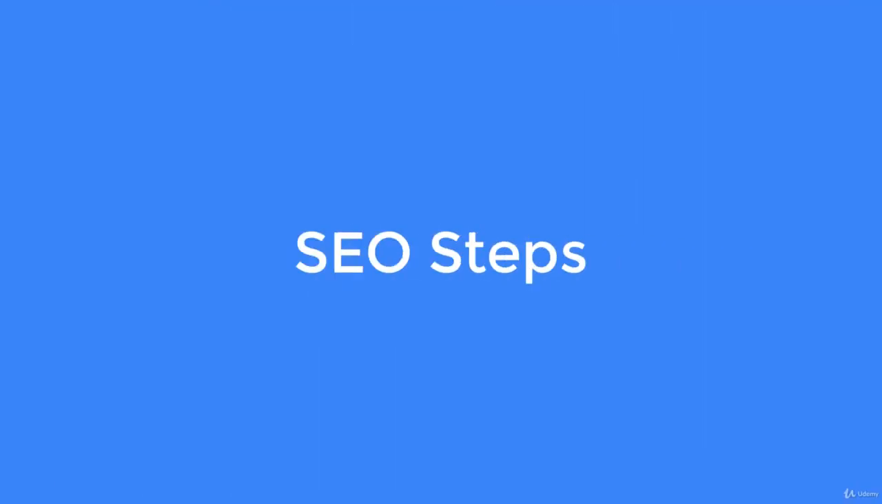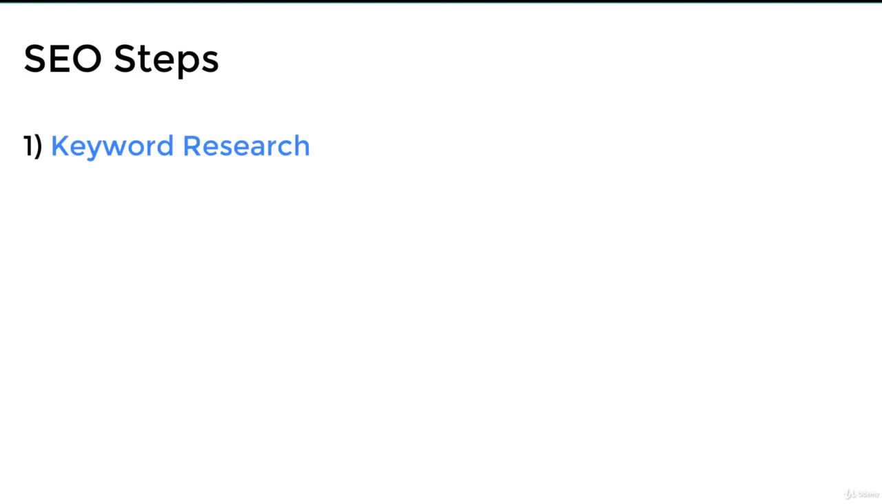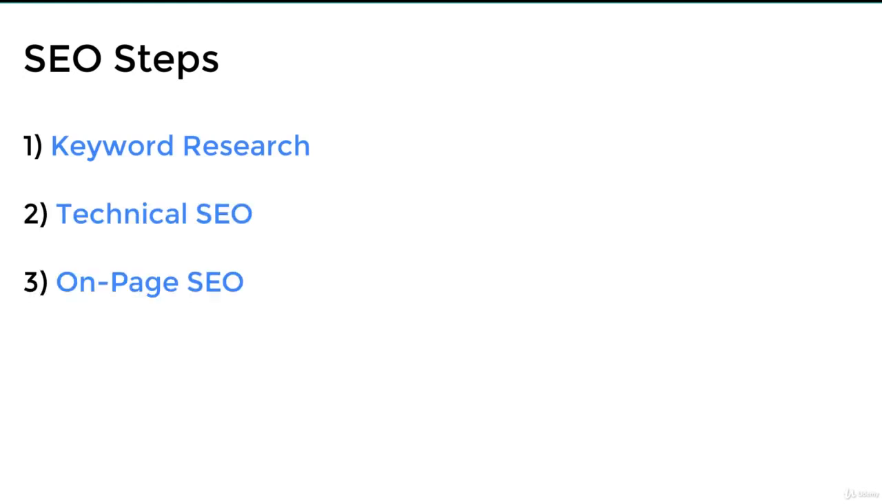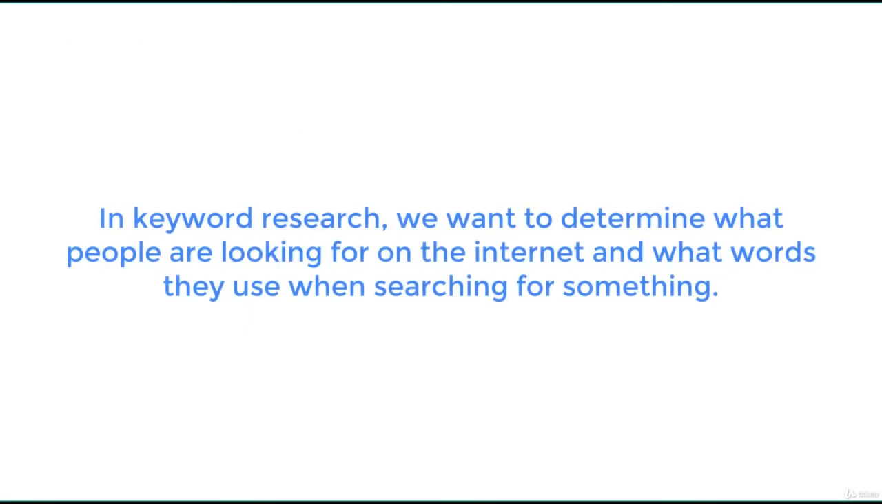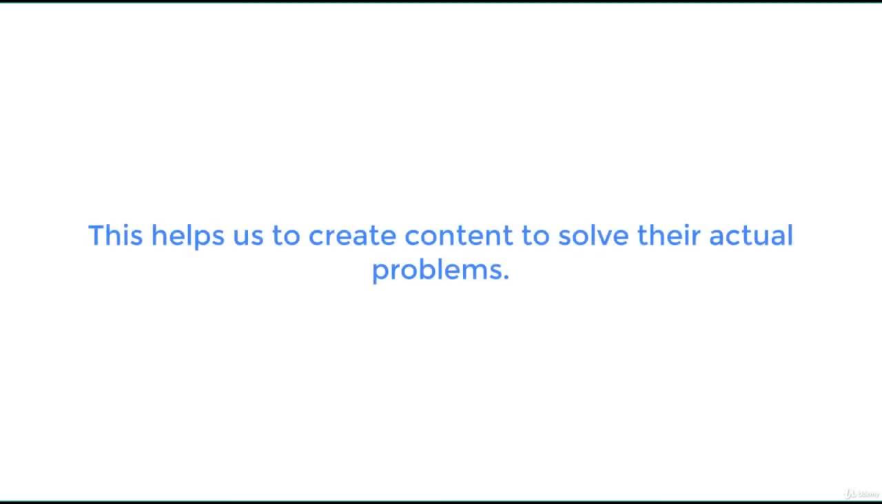In this video, I'll tell you 4 steps in the SEO process. These are keyword research, technical SEO, on-page SEO, and off-page SEO. In keyword research, we want to determine what people are looking for on the internet and what words they use when searching for something. This helps us to create content to solve their actual problems.